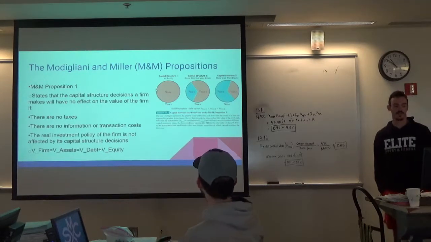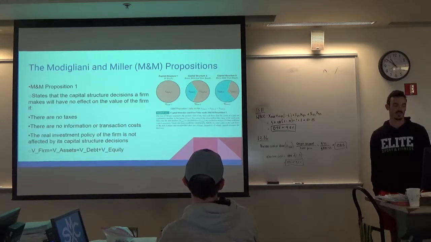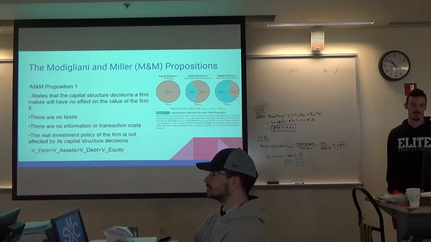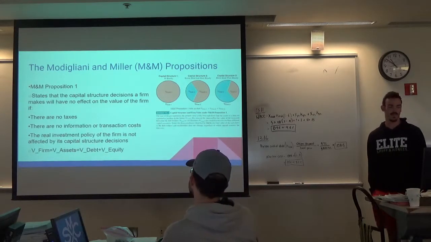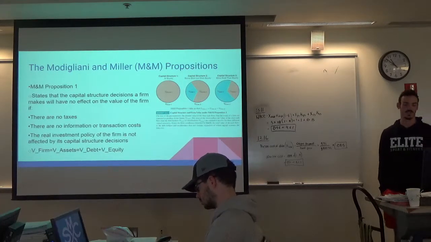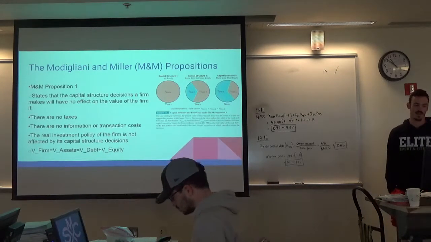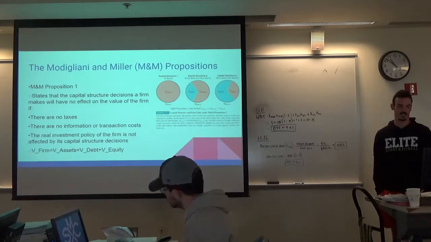The Modigliani and Miller propositions, or M&M, Proposition 1 states that the capital structure decisions a firm makes will have no effect on the value of the firm if there are no taxes, no information or transaction costs, and the real investment policy of the firm is not affected by its capital structure decisions.